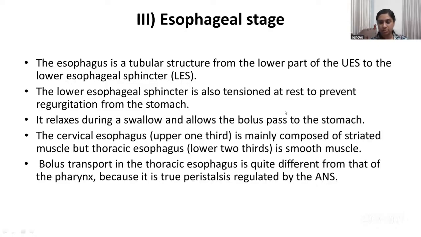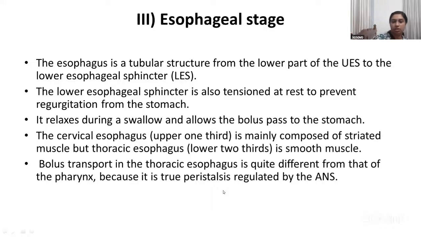That is, the lower esophageal sphincter has to relax, and after that, the cervical esophagus or the upper one third is mainly composed of striated muscle, but the thoracic or the lower two-thirds is made up of smooth muscles. So peristalsis can usually occur in the lower two-thirds. Although the upper part is also involved in peristalsis, that is called primary peristalsis. And the rest of the parts are composed of smooth muscles and they are involved in the secondary peristaltic movements. Okay. And the bolus transport in the thoracic esophagus is quite different from that of the pharynx because it's a true peristalsis regulated by the autonomic nervous system.